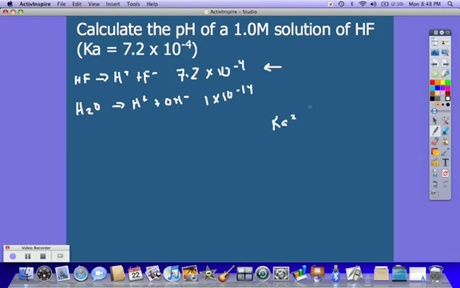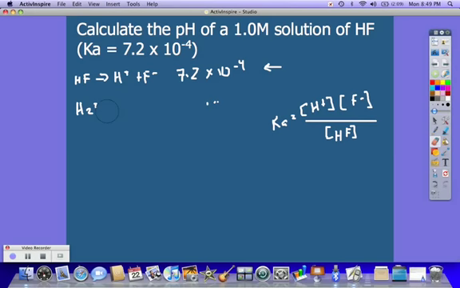Next, it says to write the equilibrium expression for the dominant reaction. So hydrogen ion times fluorine ion. Fix that. Over HF. So same thing that we had done before. We're going to need to set up our ice table. So I'm going to erase the water equation just so I can save some room.